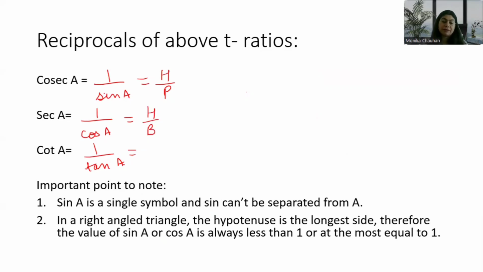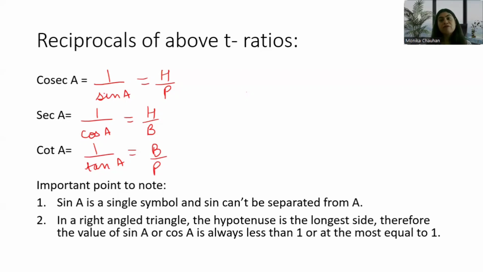We are human, so we have a certain capacity. We cannot remember everything, but with logic, we'll remember everything. So now here, cot A, which is the reciprocal of tan A. Now tan A is what? Perpendicular upon base. So it becomes base upon perpendicular. So see, it becomes so easy for us to remember.